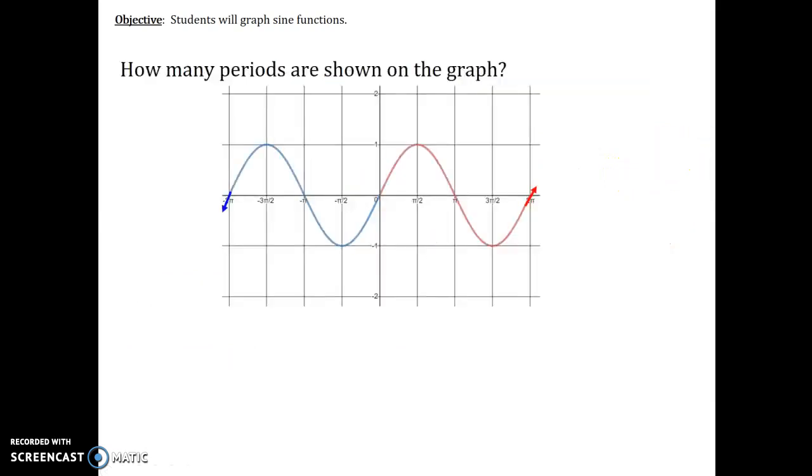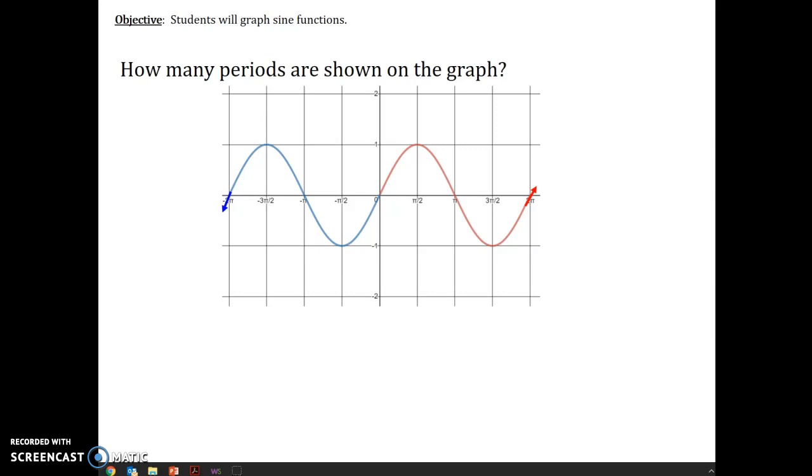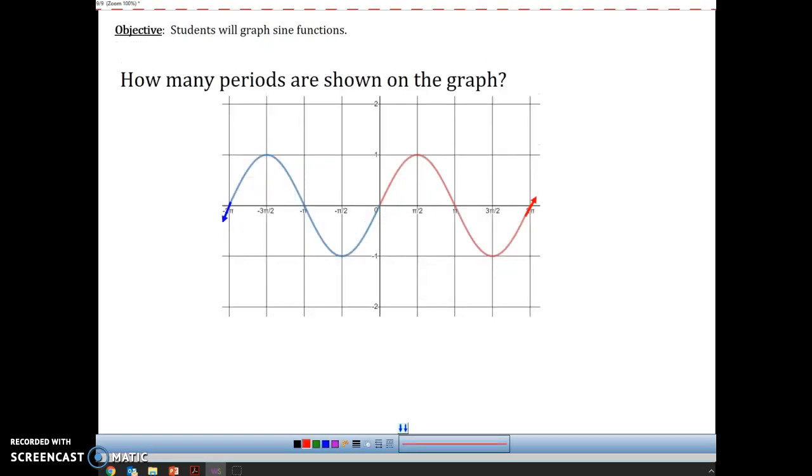And so just a general checking for understanding question. How many periods are shown on the graph? Well, how many times does the graph repeat itself? So I start here at 0, I go up, I come down, I hit my minimum, and then I repeat myself again. It starts to do it again. And you can see with the two colors that clearly there are 2 periods shown.